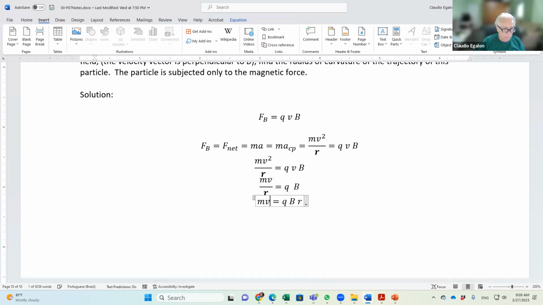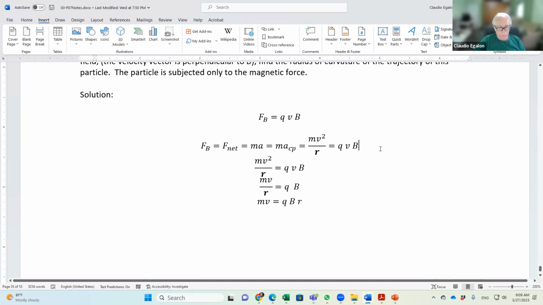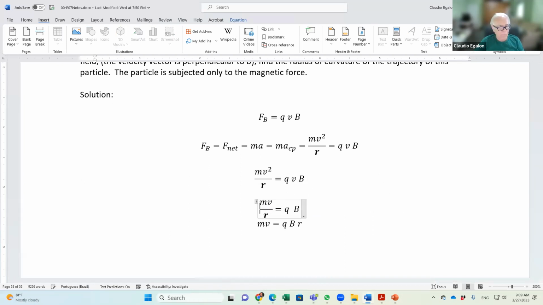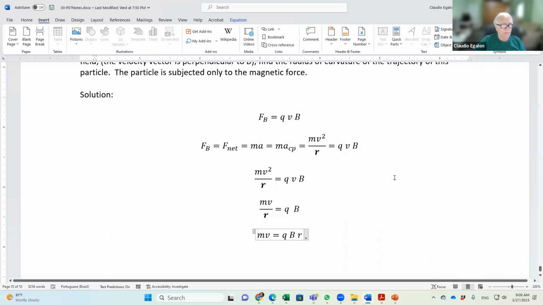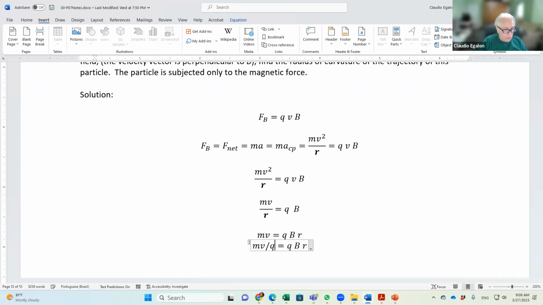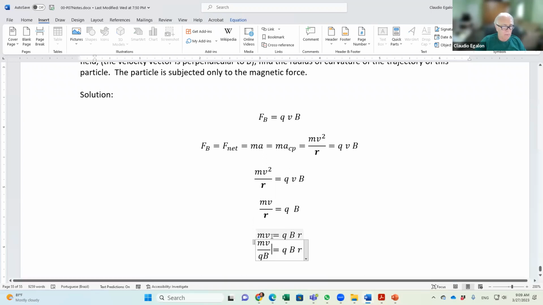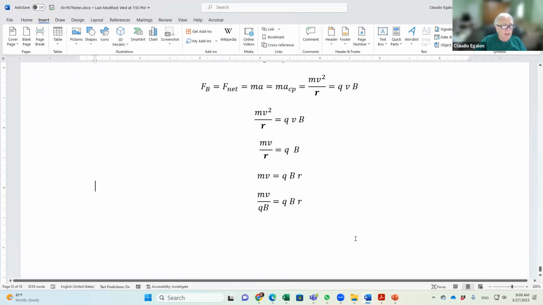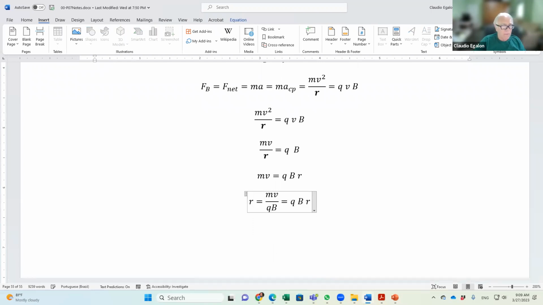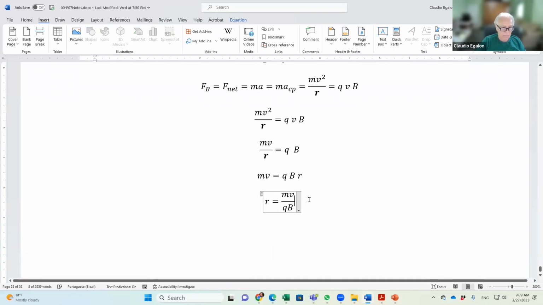mv. And then we solve for R. R is equal to mv over qB.